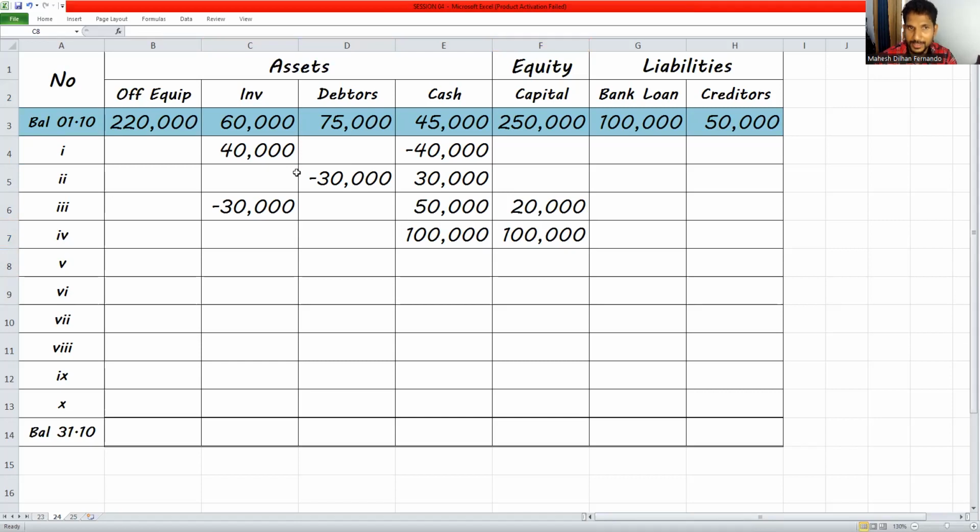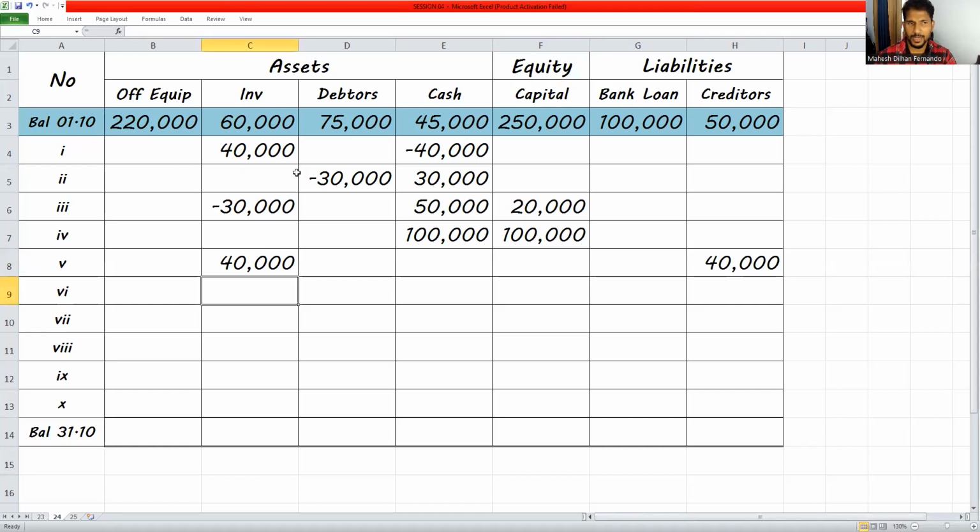Number 5, purchased goods valued 40,000 on credit. Inventory plus 40. Inventory increases, but cash doesn't change. But it increases a liability called creditors by 40,000.